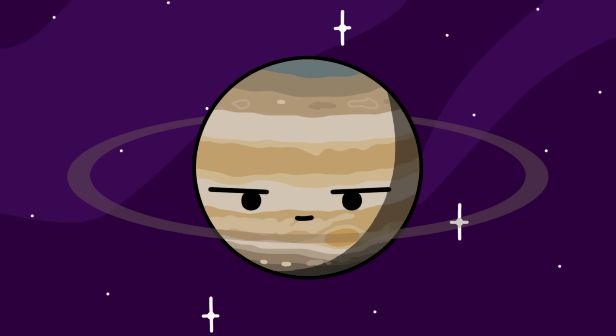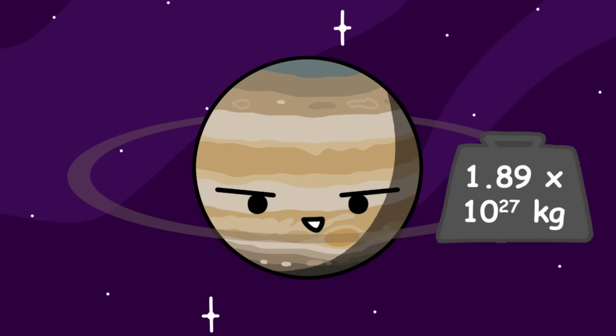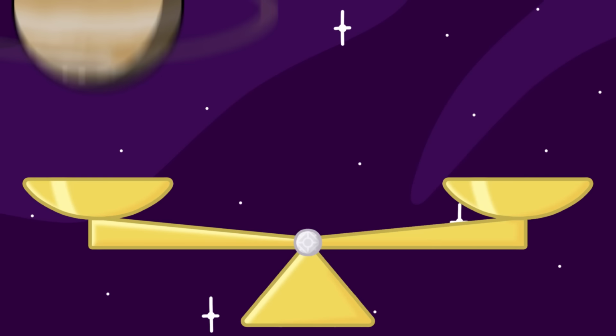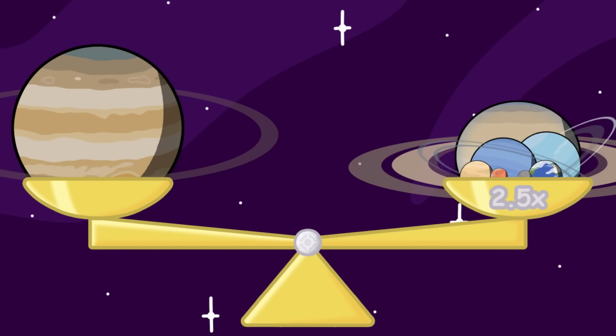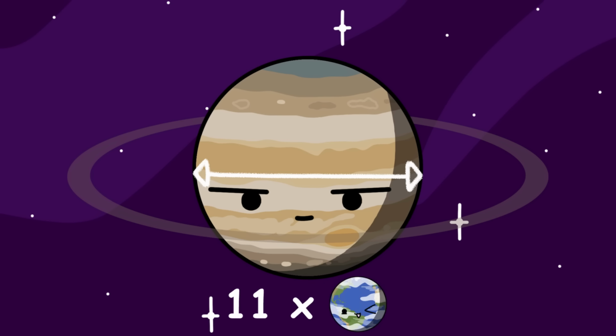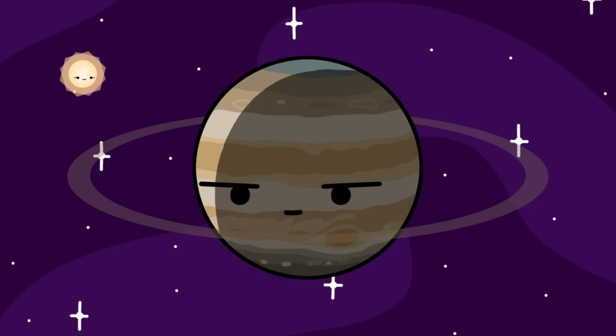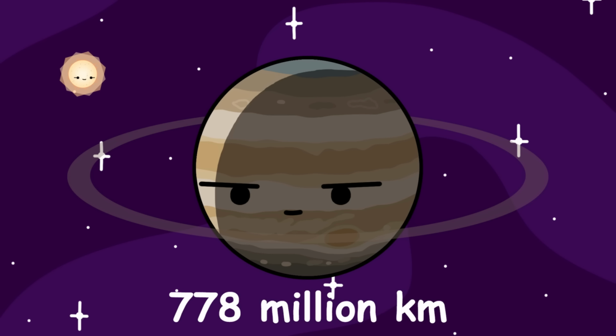Jupiter. Jupiter is the fifth planet in the solar system. It is the largest and most massive planet in the solar system. Jupiter has a mass of 318 Earth masses, which is 2.5 times more than all the other planets in the solar system combined, and has a diameter of 139,820 kilometers, which is 11 times more than Earth's diameter. Jupiter orbits the Sun at a distance of 5.2 astronomical units or 778 million kilometers.